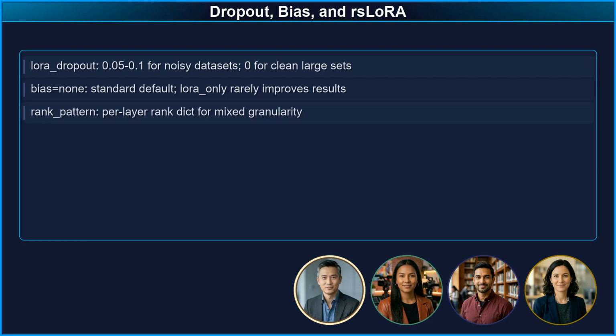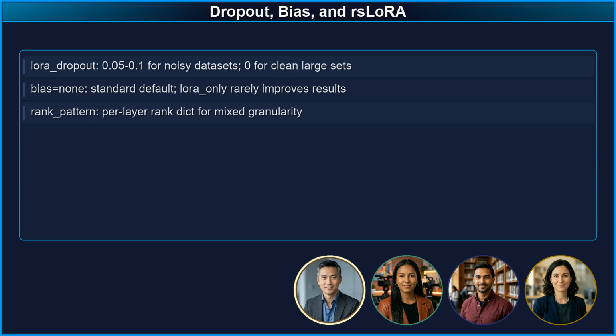For fine-grained control, the Hugging Face PEFT library accepts a rank_pattern dictionary that assigns different ranks to different layers. For example, later transformer layers can use rank 32 while early layers use rank 8. This is useful when a layer-wise sensitivity analysis indicates that only the final third of layers contribute meaningfully to the target task.